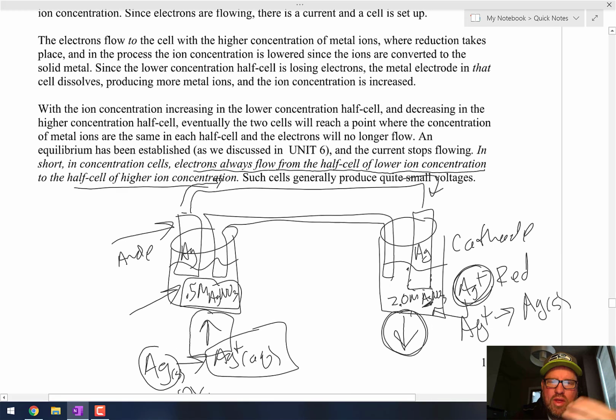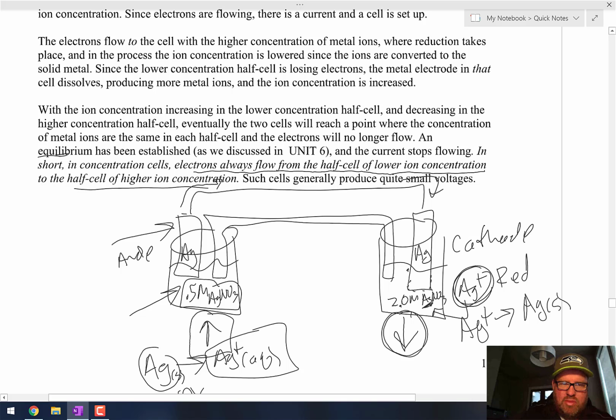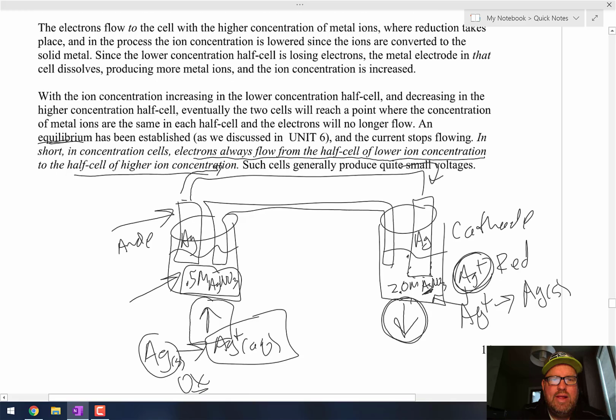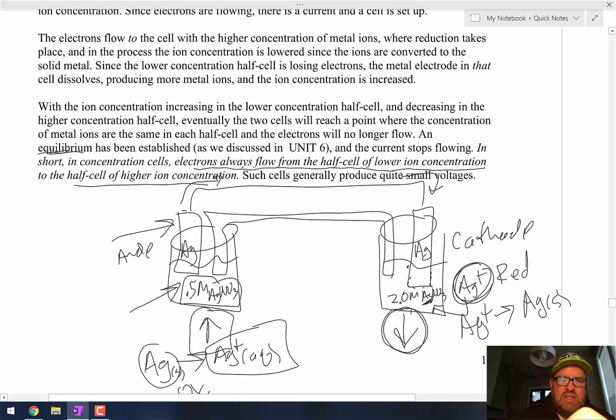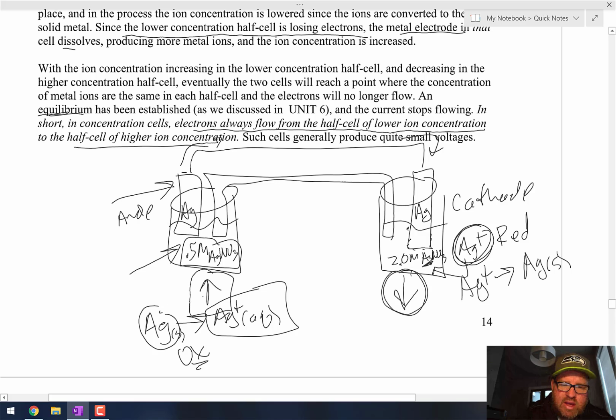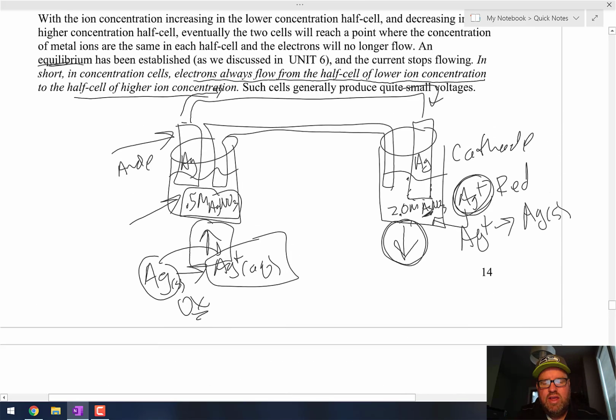At that point, you can actually use the term equilibrium. An equilibrium has been set up where the electrons no longer will transfer. And since the lower concentration half cell is losing electrons, the metal electrode in that cell, we say, dissolves so that it becomes Ag+, producing more metal ions, and the ion concentration on that side is increased.